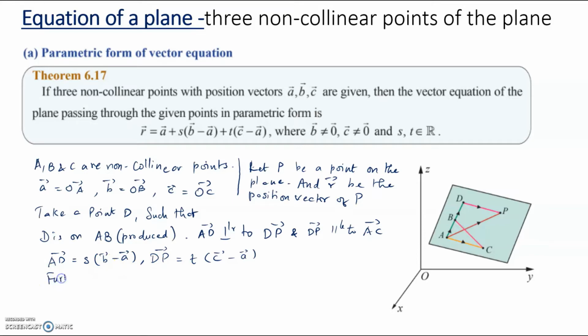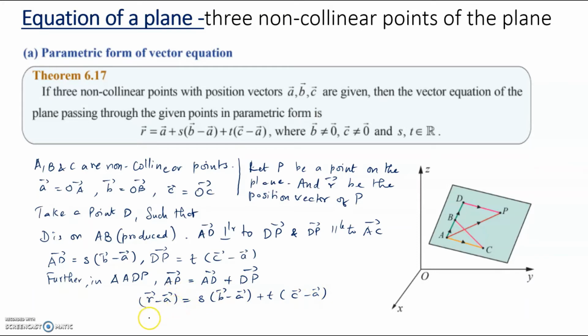Further, in triangle ADP, we can say that the vector AP is equal to AD vector plus DP vector. So substituting the values correspondingly, we can rewrite this as r minus a vector, which is AP vector, is equal to AD, which is defined as s into b minus a vector, and DP is t into c minus a vector. So moving the a vector to the other side, you can write this as r vector is equal to a vector plus s into b minus a vector plus t into c minus a vector. So that's the proof of this theorem.